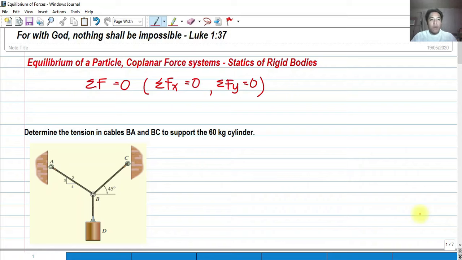Hi, so for today we're going to talk about equilibrium of a particle, coplanar force system, in statics of rigid bodies. But before that, bati muna tayo, no?